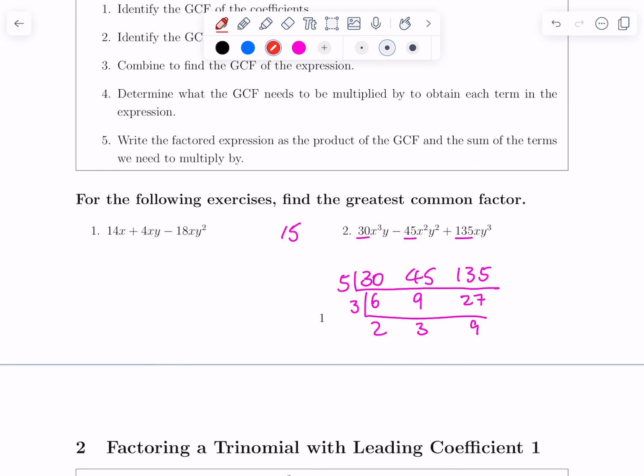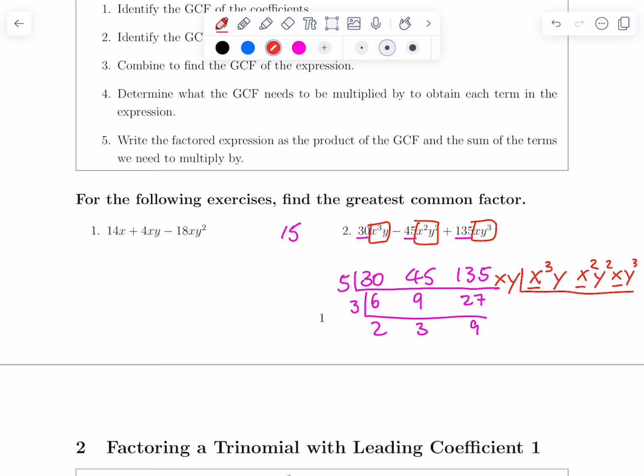And then we're going to figure out the variables. So for variables, we have x cubed times y, and then we have x squared times y squared, and x times y cubed over here. So look at the x term: x cubed, x squared, and x. You can get x out. And look at y, y squared and y cubed. You can get y out, and that's the best you can do.